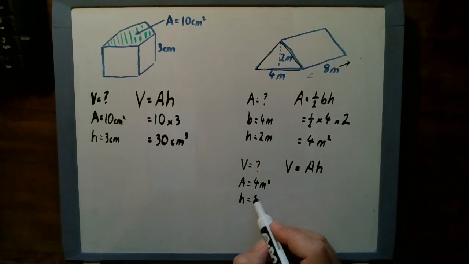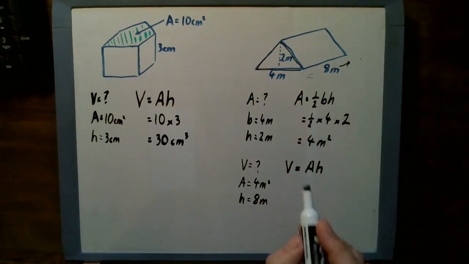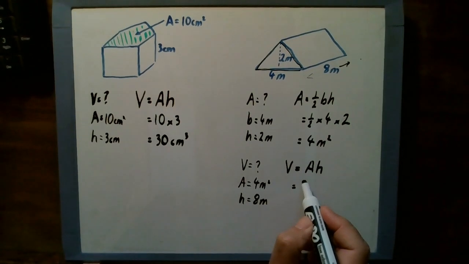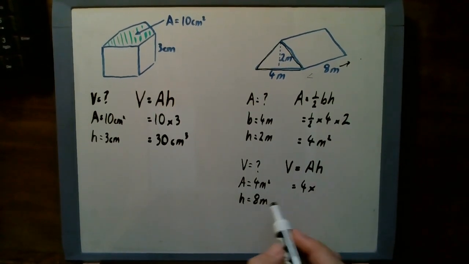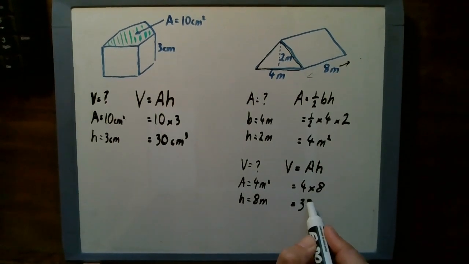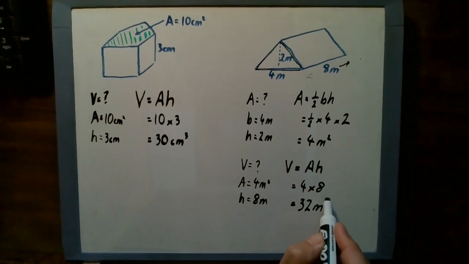So my height in this case is 8 meters. It's the distance between our two ends. I can now substitute this in. The area is 4 and the height is 8. So I have a volume of 4 times 8, which is 32, and we are dealing with meters cubed.